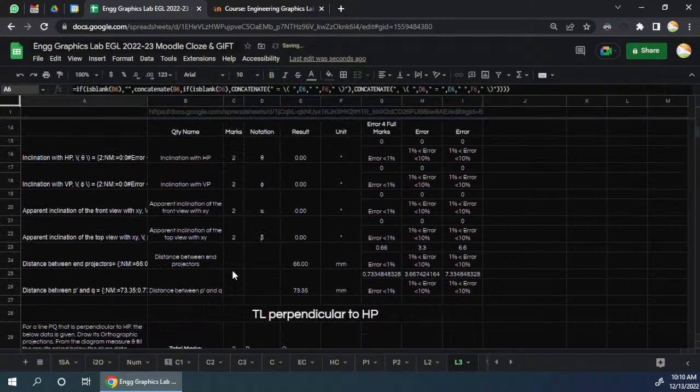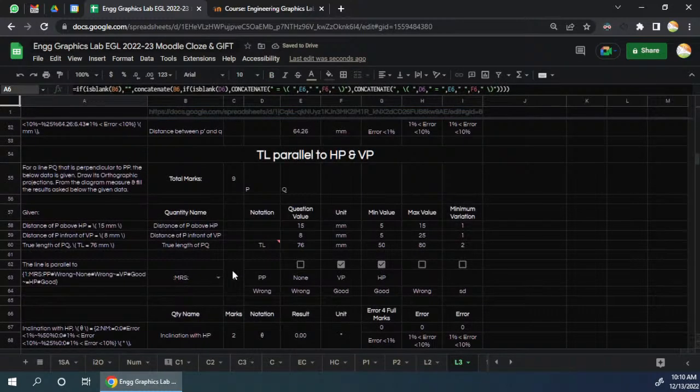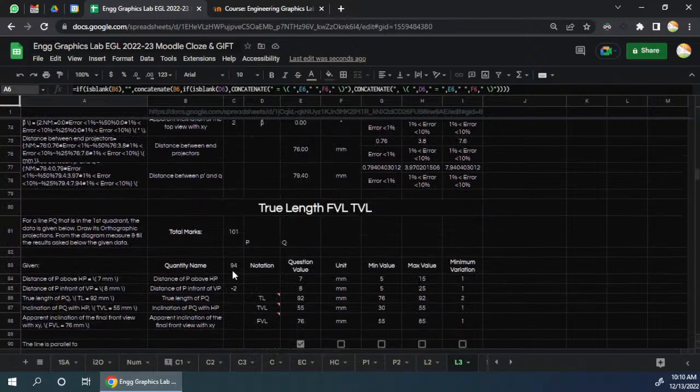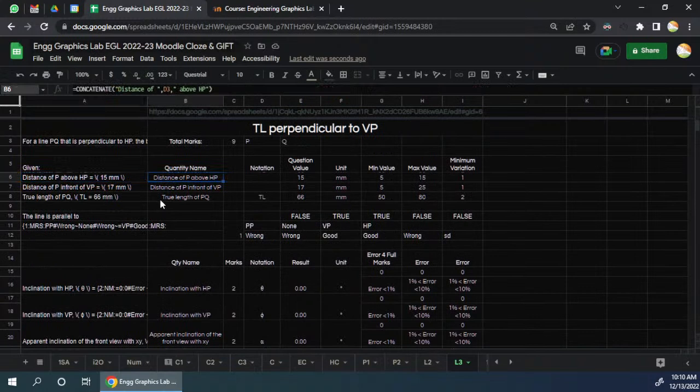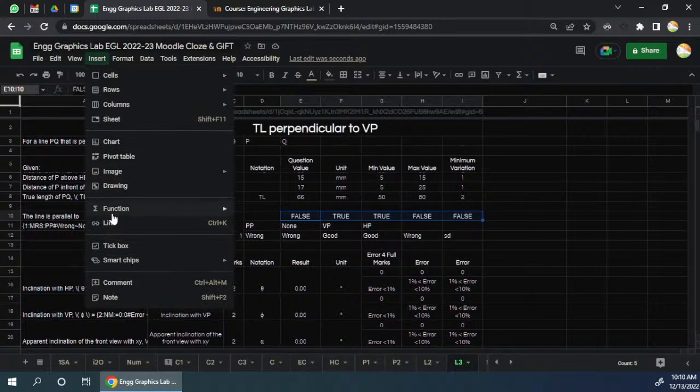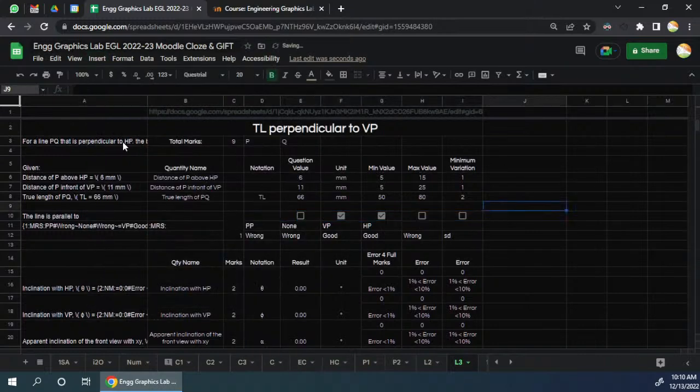Parallel to both planes is a very simple question, so we can just keep it as an introductory question. And perpendicular to VP or HP, we can combine them into one single question bank so that students know exactly which one they have to answer. Let's go ahead with this.